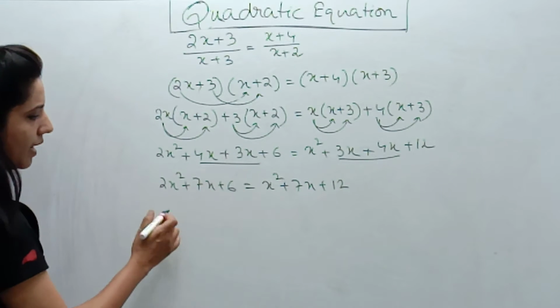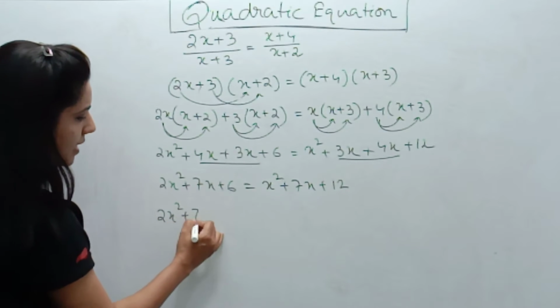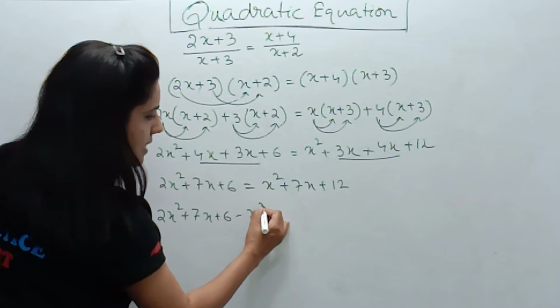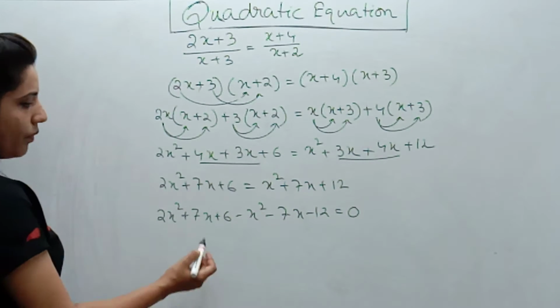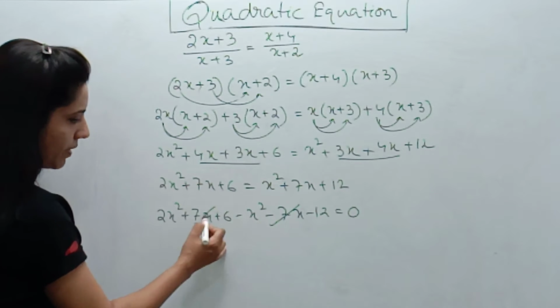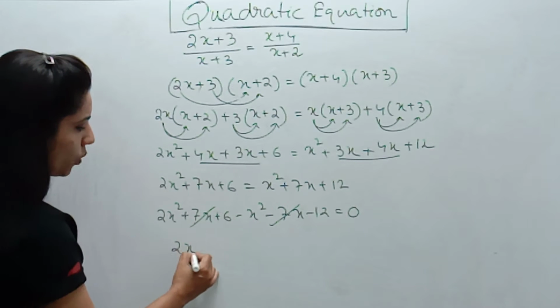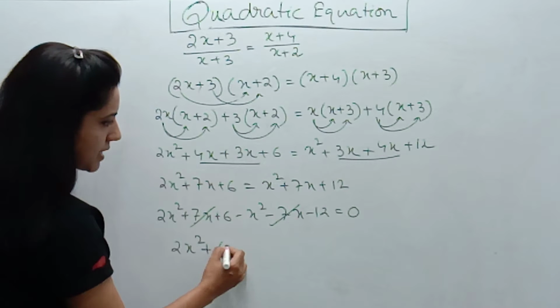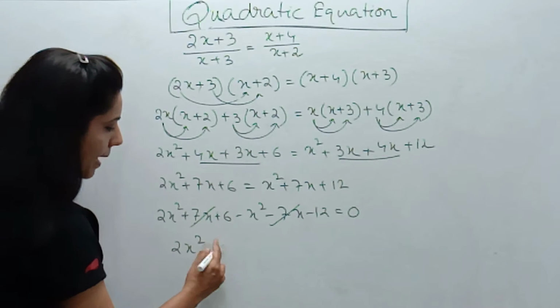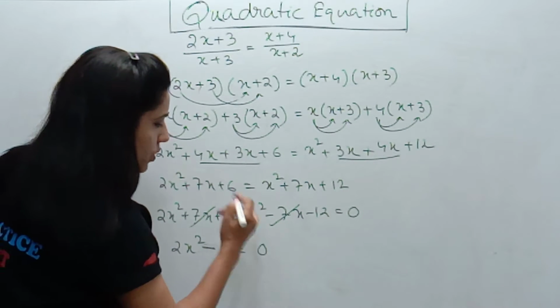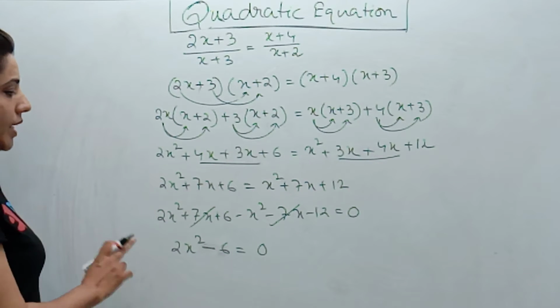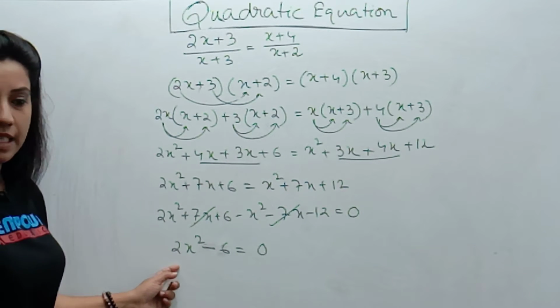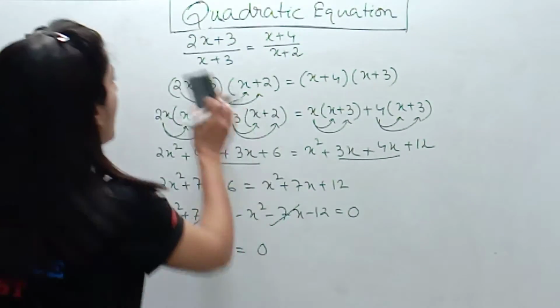Get everything on the left hand side and make the right hand side 0, so that's minus x² minus 7x minus 12 equal to 0. Now we can see that plus 7x and minus 7x will get cancelled, so we get 2x² + 6 - 12, which is minus 6, equal to 0. This is our quadratic equation. Now let us find out what our a, b, c are from here.